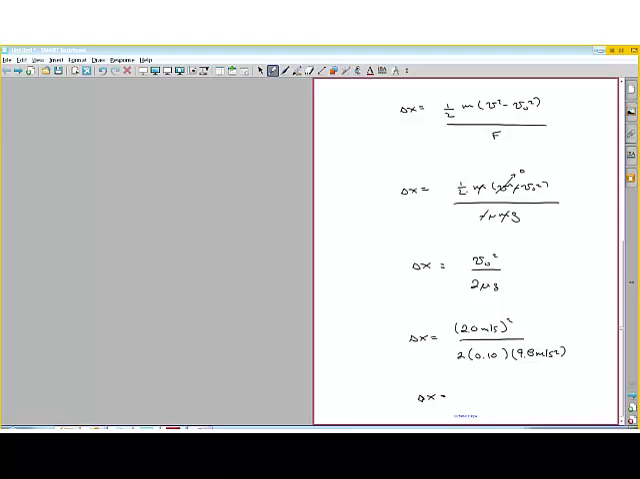So 4 divided by 2 divided by 0.1 divided by 9.8, and I get 2.04 meters, which actually is not that far. So let's just check.